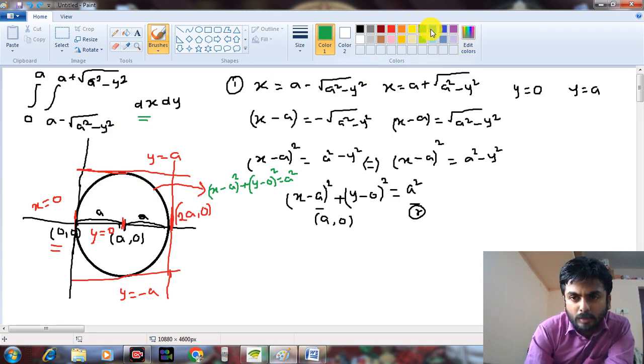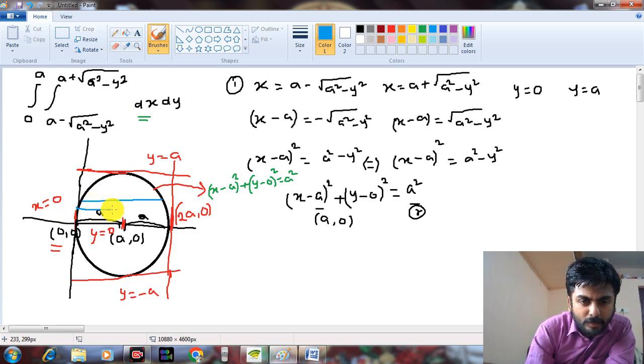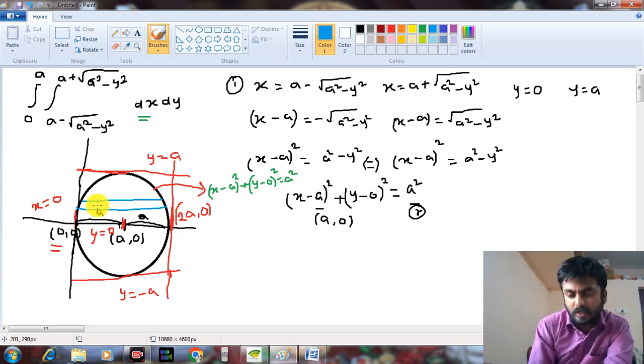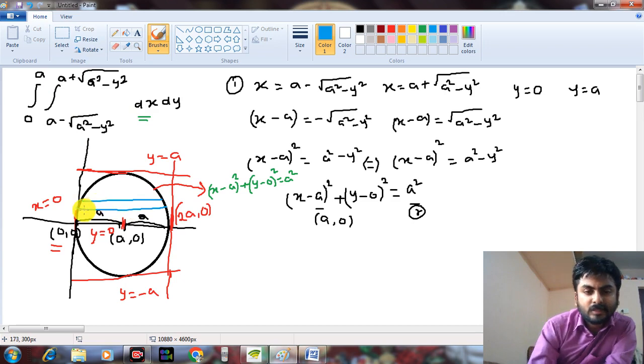parallel to x-axis, because the inner integral is varying over the limits of x. What are the limits of x? The limits of x should be in y. Then only it is in correct form. So here this is the strip.